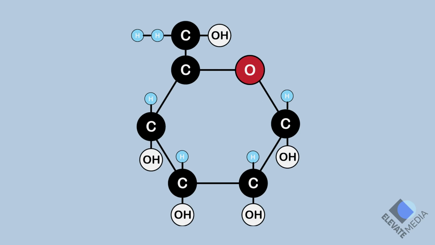Let's look at the molecular structure of glucose, a very important carbohydrate. The glucose molecule has a ring structure with many hydroxyl groups. The hydroxyl groups on the side allow glucose to bond to other molecules, forming di or polysaccharides.